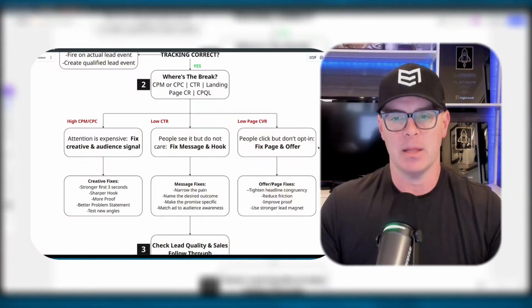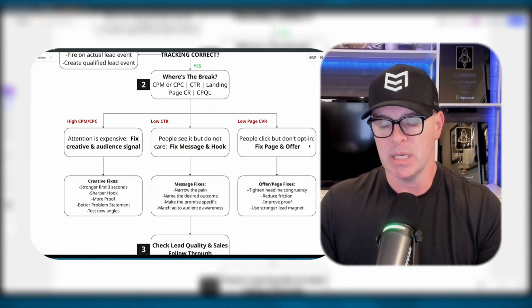So if you followed Eugene Schwartz, problem aware, solution aware, where are they in that journey? And make sure your ads are speaking the right language so it's congruent throughout. Then we move on to the page. Okay. A lot of people forget about this. Congruency is a big thing.